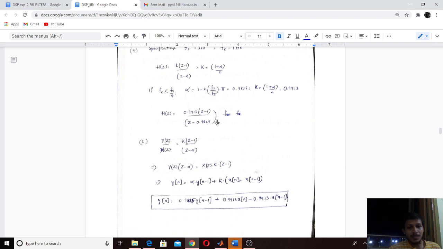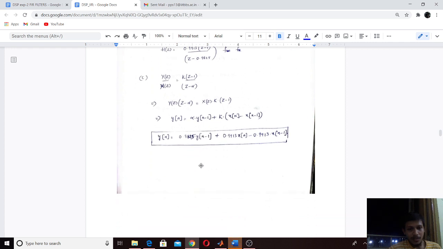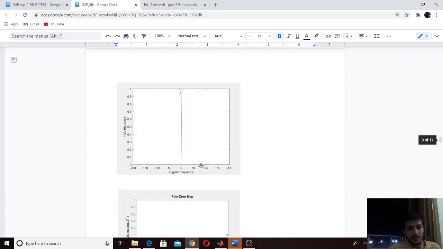So this gives H of z is equal to 0.9913 into z minus 1 by z minus 0.9825. Obtaining the difference equation, y of n is equal to 0.9825 into y of n minus 1 plus 0.9913 into x of n minus 0.9913 into x of n minus 1.